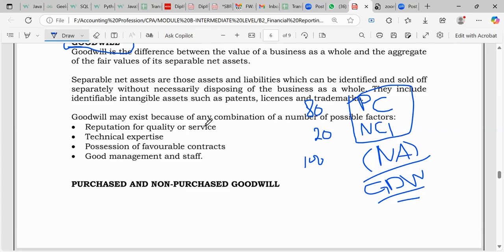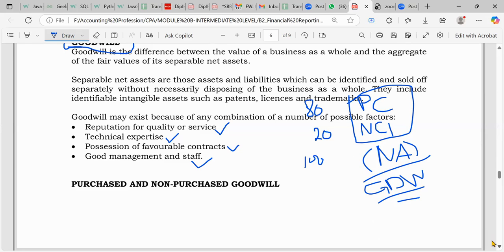Simply speaking, these could be examples of goodwill. Let's say you have a good reputation for quality of service. Maybe you have good technical expertise. Let's say you possess a favorable contract. People know that you have very good contracts for a long time, so they trust that you will provide them with good and reliable service. Maybe you have good management and staff. People trust your organization in a variety of ways.